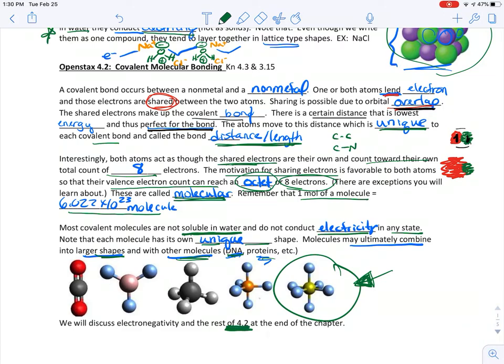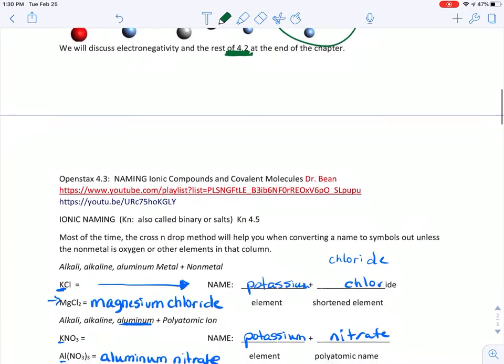As a little note, we're going to do the rest of 4.2 at the very end of the chapter. So either at the end of next time or the time after that.